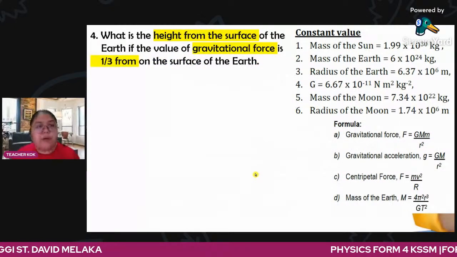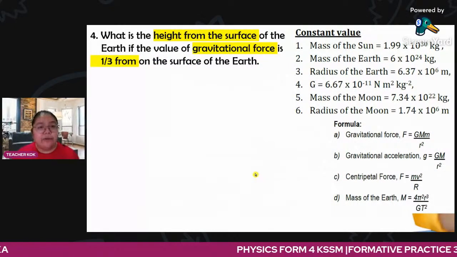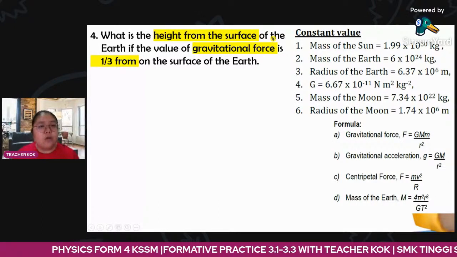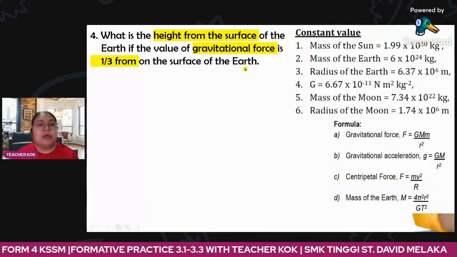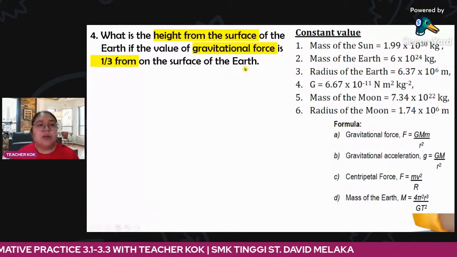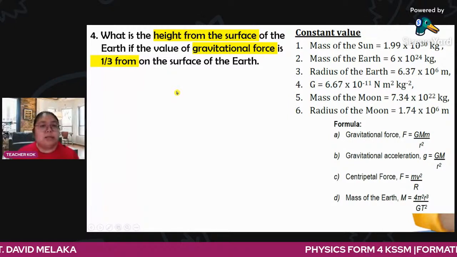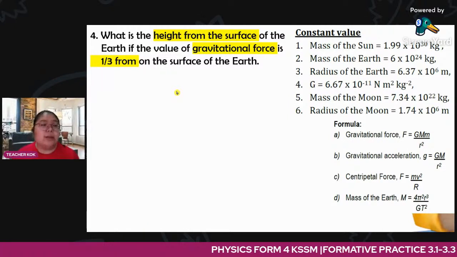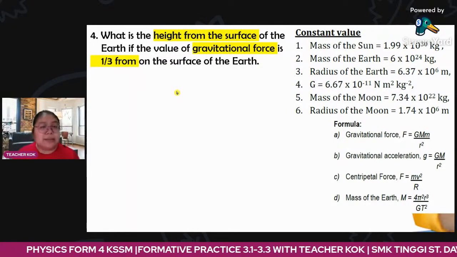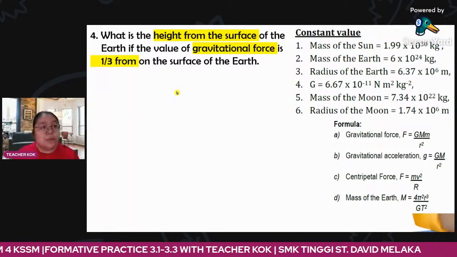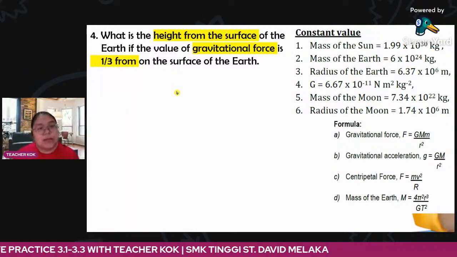Number 4. What is the height from the surface of the Earth if the value of gravitational force is 1/3 of that at the surface of the Earth? So that means if I want the gravitational force to be 3 times smaller than on the Earth, what is the location I need to locate it? That means you go further. The further you go, the gravitational force becomes less. Now I want it less by 3 times smaller than the Earth. So Earth is 9.81, right? So I want 3 times smaller.